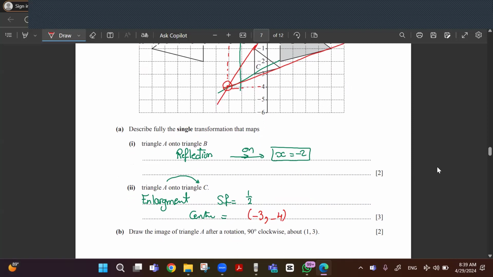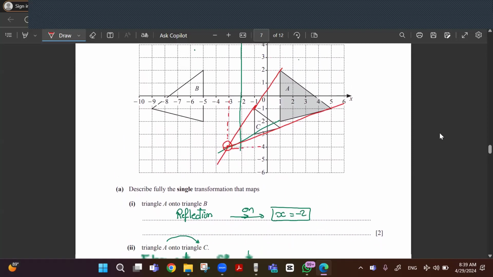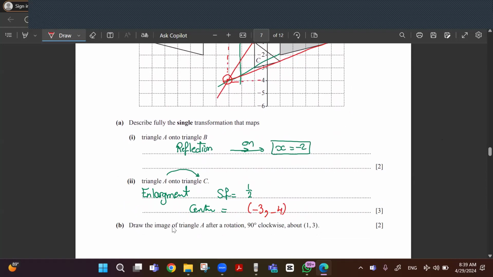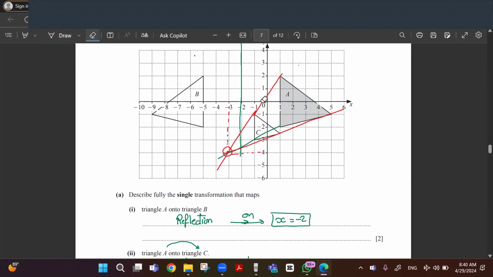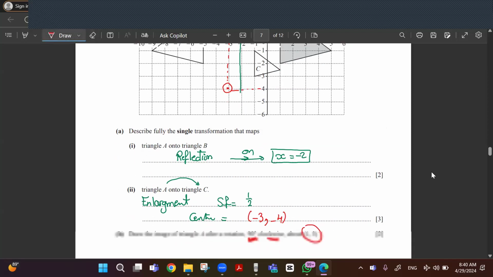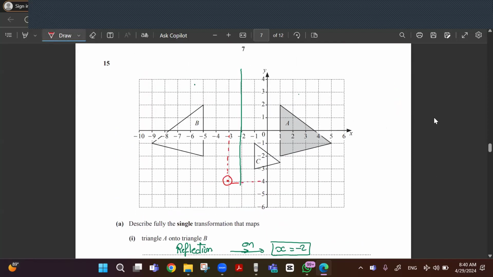Okay? Then he's telling me what? Draw an image of the triangle A after rotation 90° clockwise about 1 and 3. Okay? I will erase this for now. Okay? First of all, mention where is the center of rotation. It is 1 and 3. Go 1 and 3 and put a dot like this.